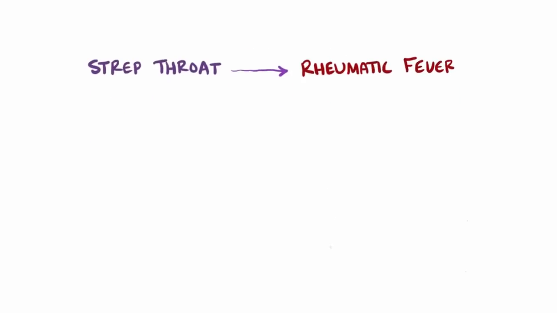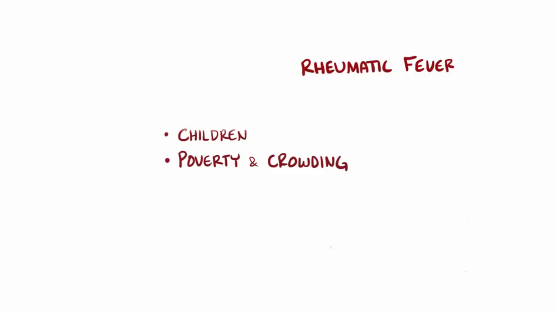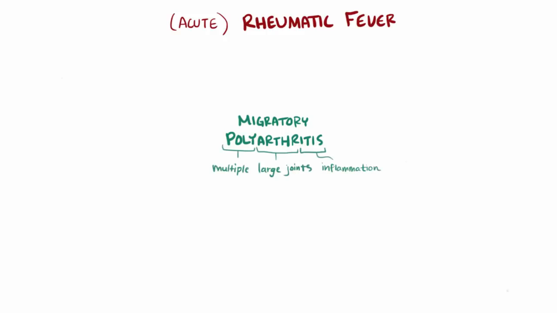Obviously, though, not everyone that gets strep throat gets rheumatic fever, right? And it's actually only a small minority that get it, estimated around 3%. And it's more likely to happen with children or people in areas of poverty and crowding. A lot of patients that do get rheumatic fever from strep, sometimes called acute rheumatic fever, will have a variety of clinical findings. The most common of which is migratory polyarthritis of the joints, where multiple large joints become inflamed, swollen, and painful, one after another, although this damage isn't permanent.